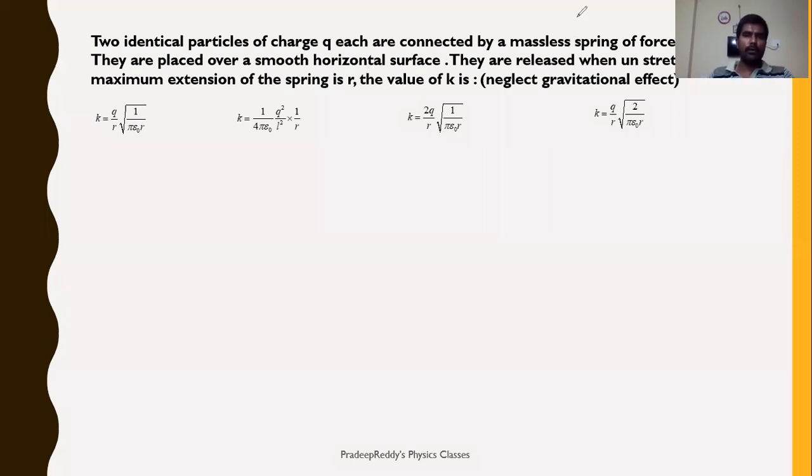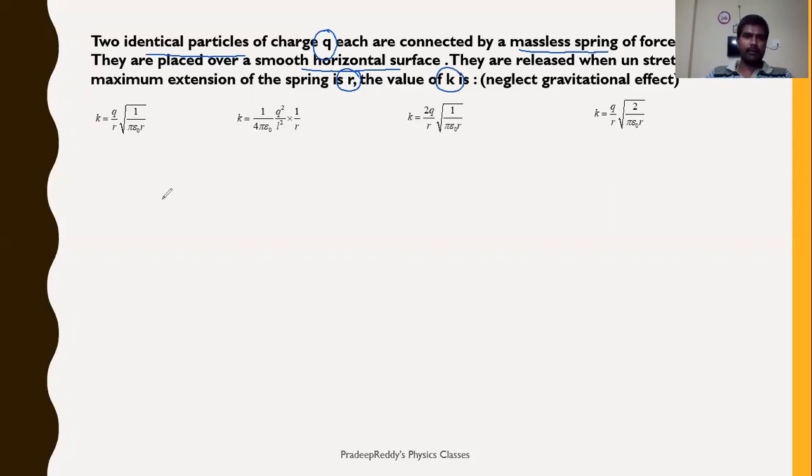Coming to one more simple example. In this problem, it is mentioned that two identical particles of charge Q each are connected by a massless spring of force constant K. They are placed over a smooth horizontal surface. They are released when unstretched. If the maximum extension of the spring is R, find the value of K, neglecting the gravitational force.